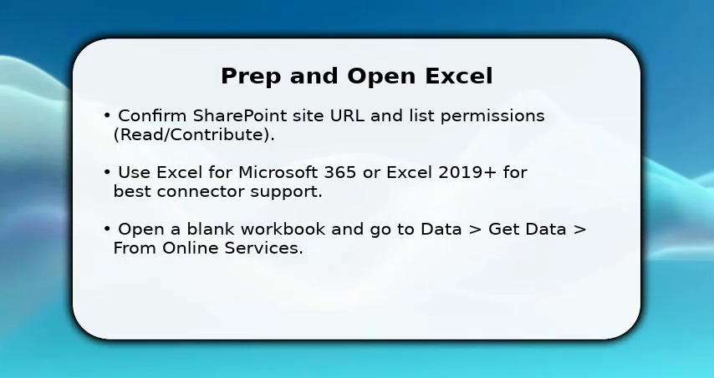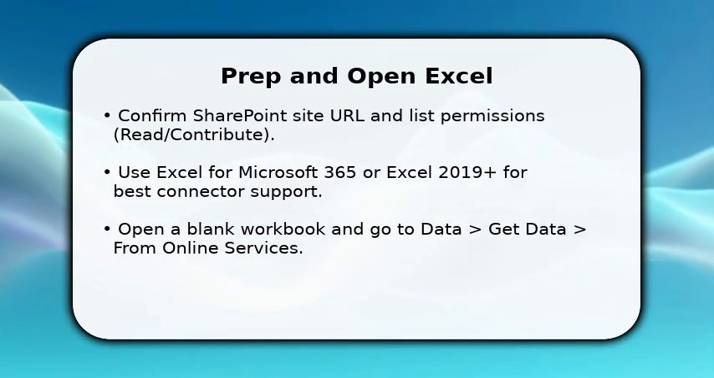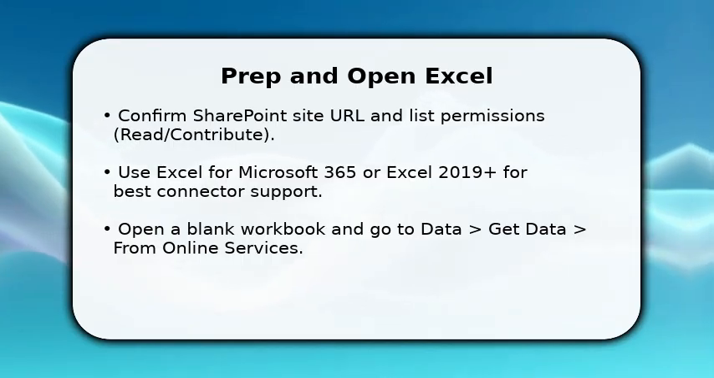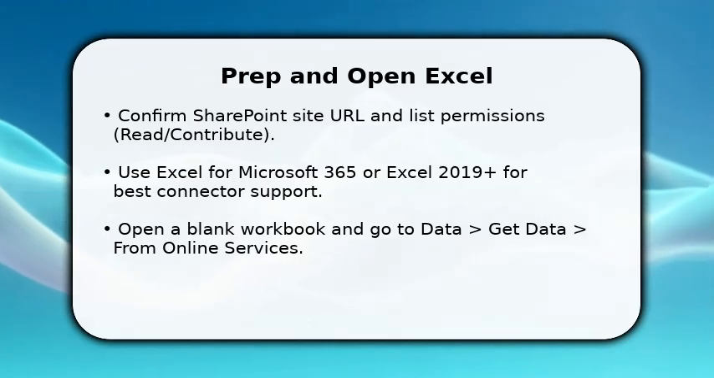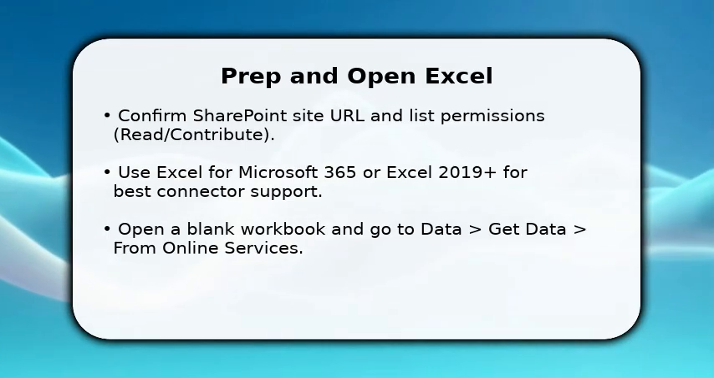You start by confirming access. Verify the SharePoint site URL and that you have list permissions. Once confirmed, open Excel for Microsoft 365 or a supported version. This ensures the Get Data connector is available.